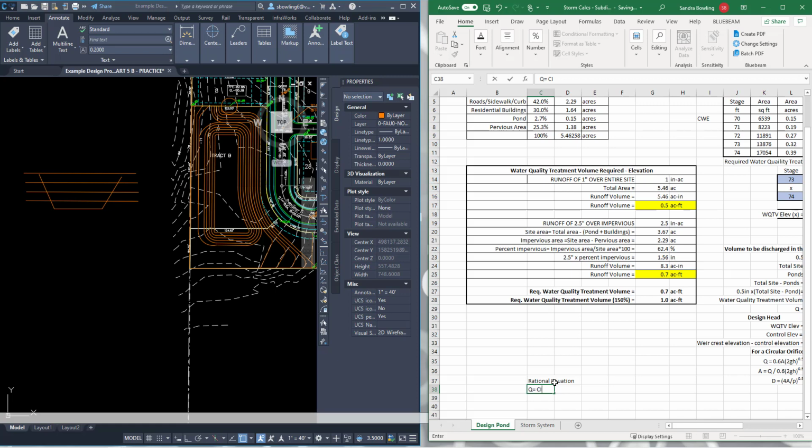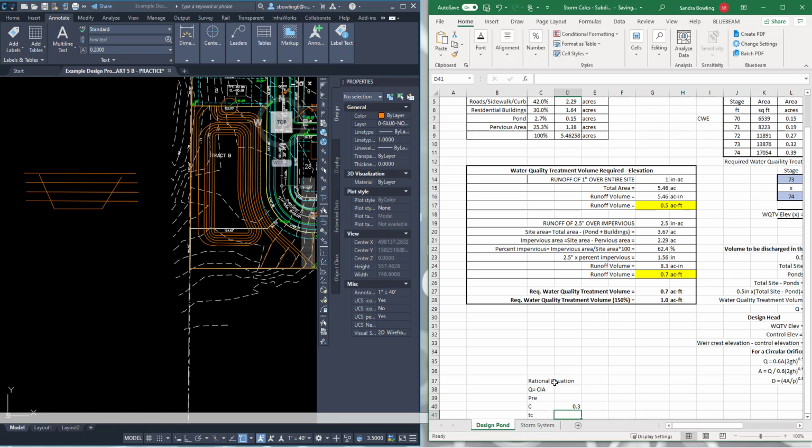Q equals CIA, since it's so small. For pre-development, we know we have a C of about 0.2, we'll say 0.25, because it's all grass. Actually, we'll go 0.3. And we know we're going to say a time of concentration.